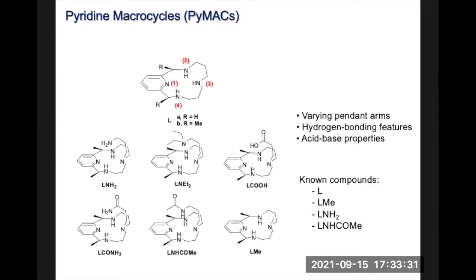Now, from both works, several pyridine macrocycles were synthesized with varying pendant arms, hydrogen bonding features, and acid-base properties. At that time, the known compounds are the following. Now, we want to add more macrocycles in the family, which includes those with an alkylated amino group, an amido group, and a carboxylic acid group.